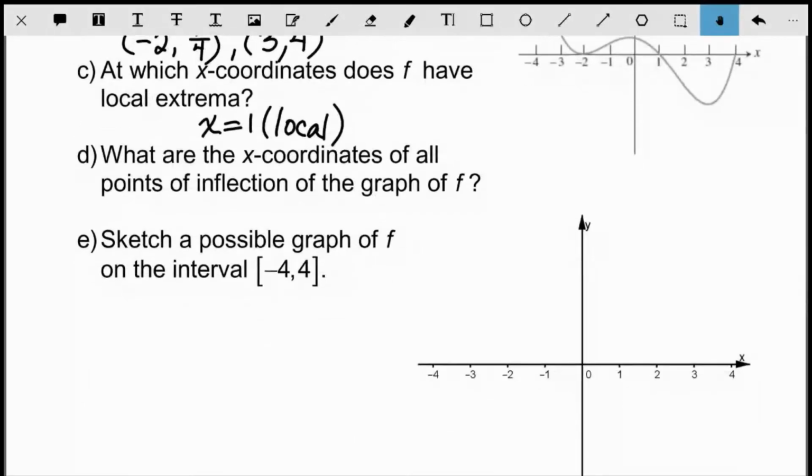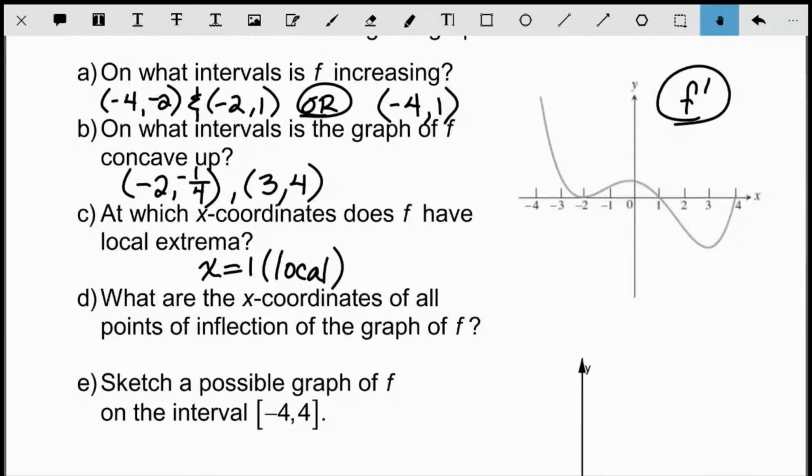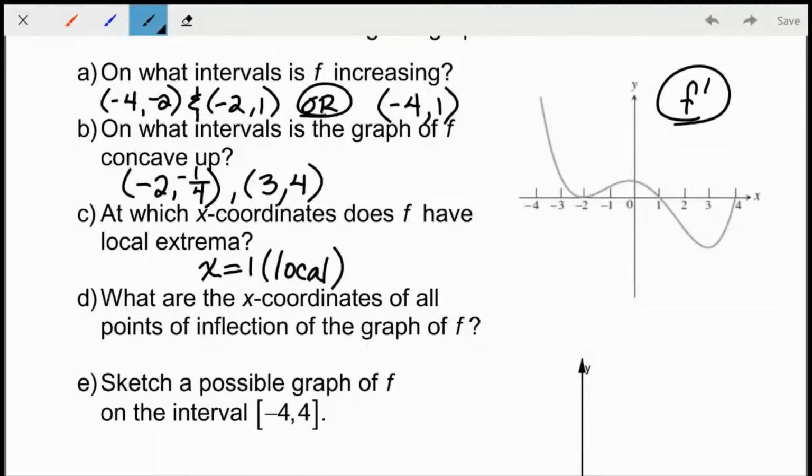Okay, so now on D, it says, what are the x coordinates of all points of inflection of the graph? Well, points of inflection are going to occur when I have a change in concavity. So concave up to concave down, or concave down to concave up. And remember, concavity is going to be determined by whether my derivative is decreasing in value or increasing in value. We already talked about this on part B.